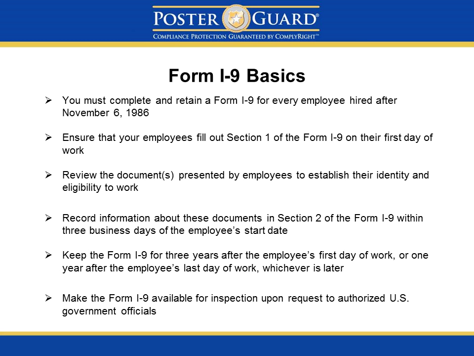Then next step is you have to review the documents presented by the employee to establish their identity and their eligibility to work in the United States. And you have to record information about these documents in Section 2 of the form, and that has to be done within 3 business days of the employee's start date. So these timeframes are very important. Day 1 is the employee Section 1, and within 3 days of the employee's hire date is Section 2, where you have to review and record information about the documents.